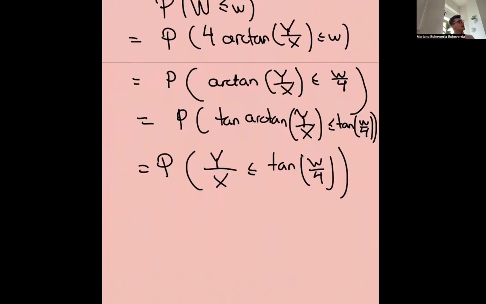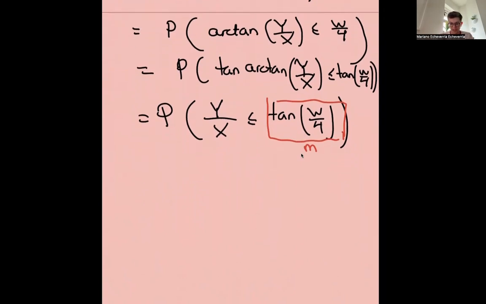And so what is that? Well, what is this probability? You have to think again about how this looks on the XY plane. It is better to think of this tangent of w over 4 as some number m. Let's call this m for slope, because if you remember, the slope of a line is roughly the tangent of the angle. So this is related to a slope. So it is the probability that y is less or equal to m times x.